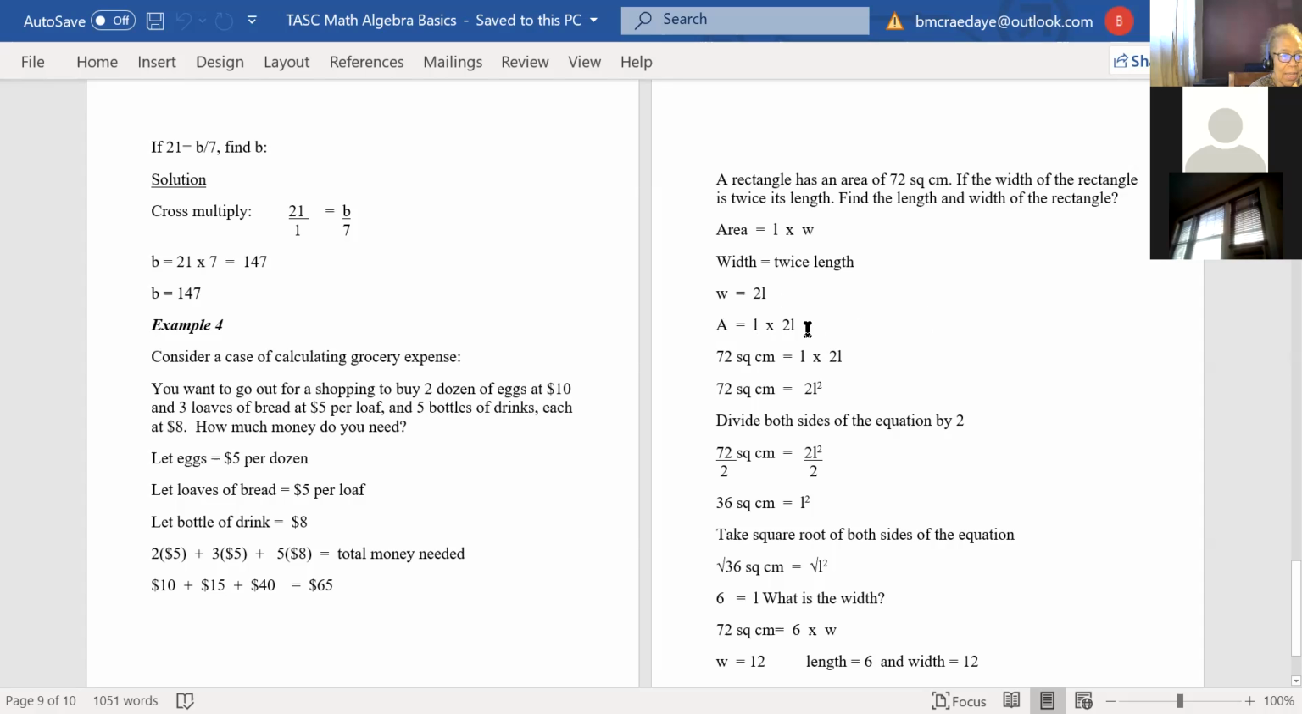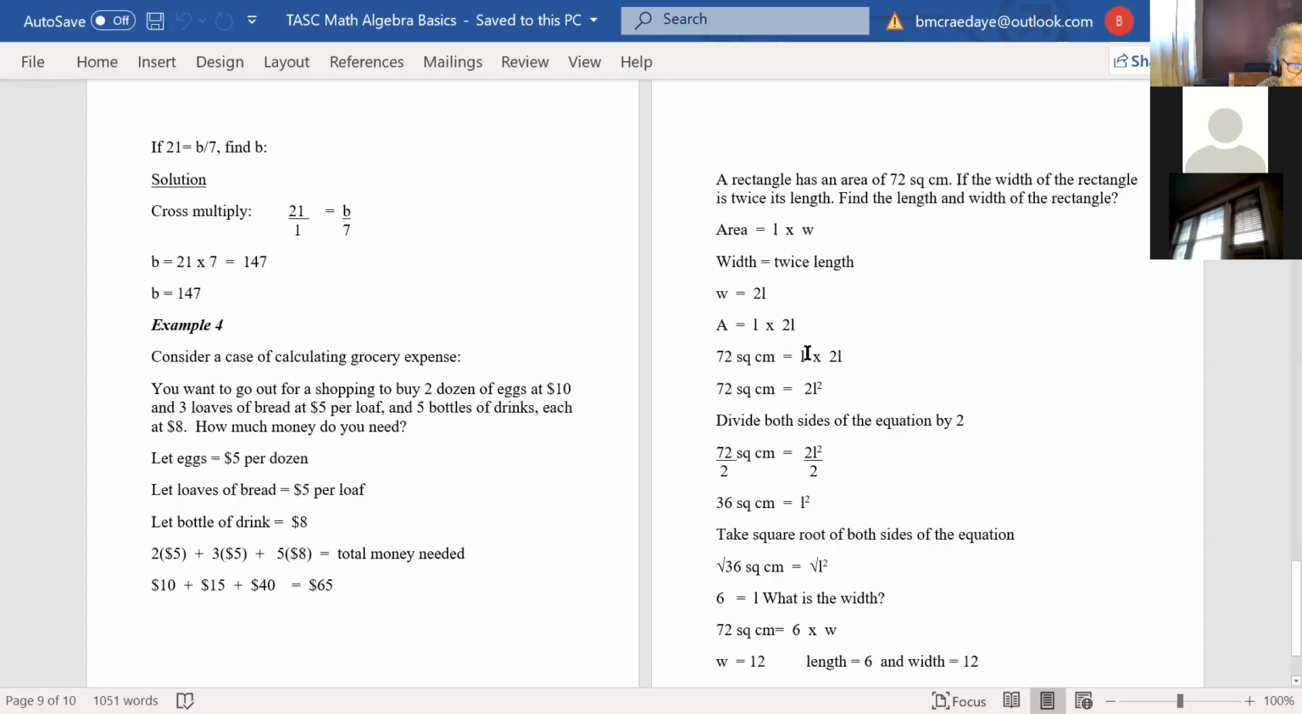Okay. The area is 72. What's length times 2 length? What is that? L times 2L. L times 2L. Yeah, what's L times 2L?